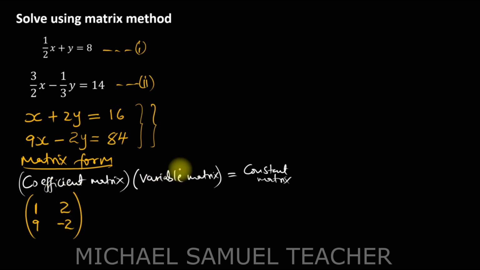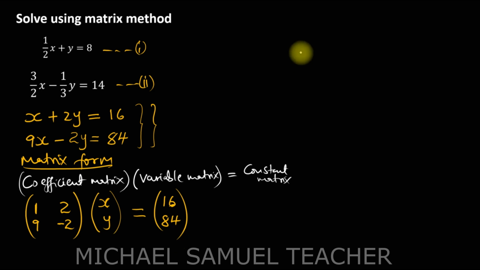Then you have the variable matrix, which involves x and y. We write them as a column matrix, x, y. Then this will be equal to the constant matrix. Here we have 16 and 84. We enclose them in brackets. Now, the next step is to find the determinant of the coefficient matrix.